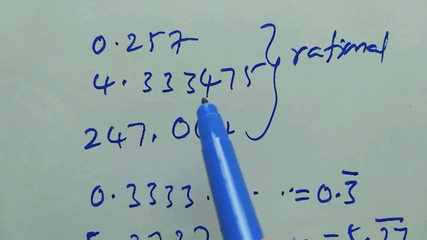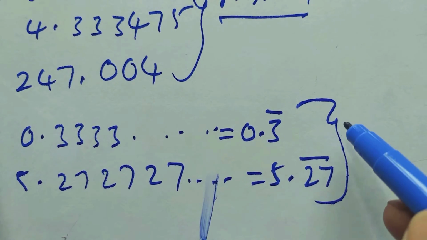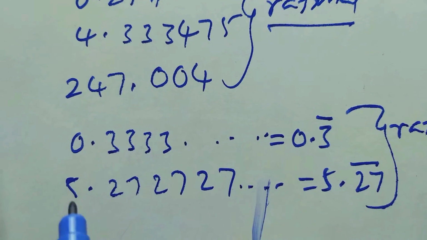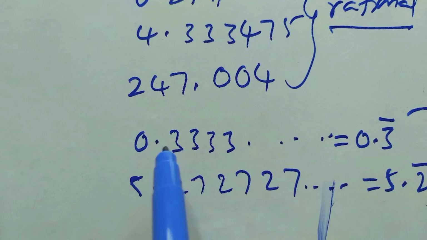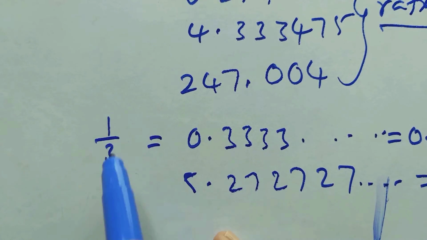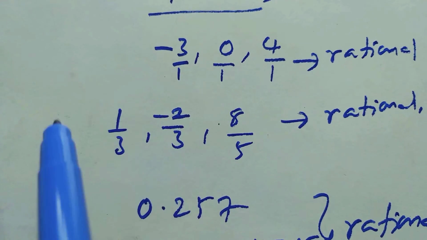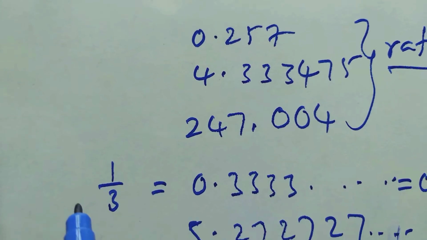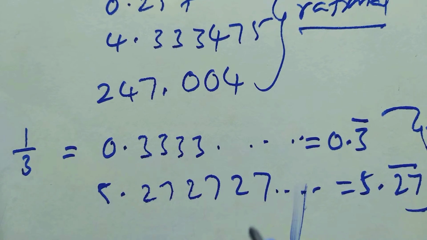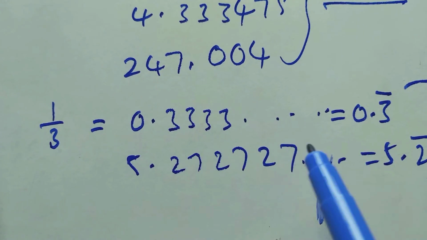All finite-digit numbers are no doubt rational numbers. This is also a rational number, and this is also a rational number. You know 0.13333 is nothing but 1 by 3; when you divide, you will get this. We already wrote 1 by 3 as a rational number, and when you convert it, you get a decimal number like this. So all decimal numbers with finite digits are rational numbers, as are infinite repeated digits.